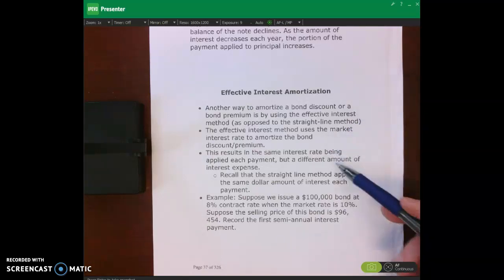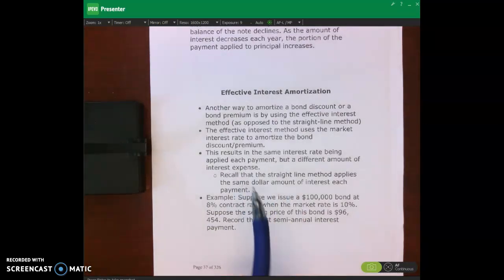Okay? And that's what we're saying right over here. It results in the same interest rate being applied, but a different amount of interest expense. The straight line method, it's the opposite. It's the same amount of interest expense, but a different effective rate. Okay, so let's look at this example. Suppose we issue a $100,000 bond at 8% contract rate. When the market rate is 10%, record the first semi-annual interest payment.